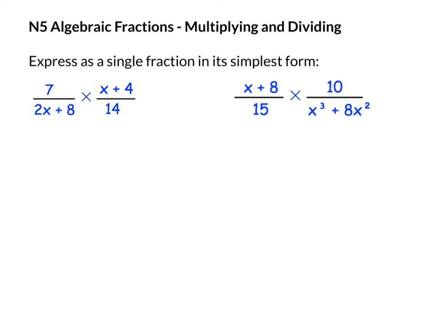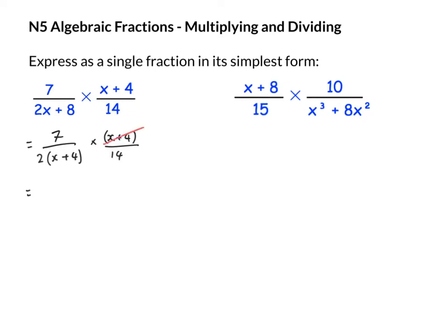So I'm going to rewrite the whole calculation. I'm going to factorise this bit. So 2 lots of x plus 4, times x plus 4, and I'm going to write that in a bracket, over 14. Now, looking carefully, I can see I've got this x plus 4 and this x plus 4 on the top and the bottom. So they can be cancelled out.